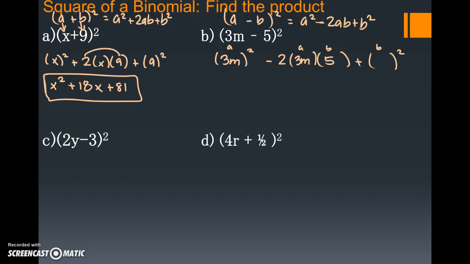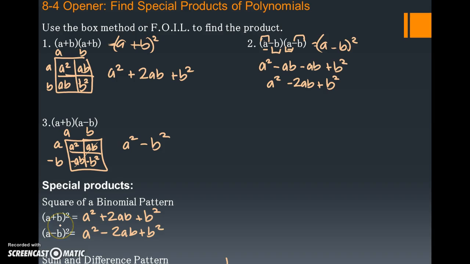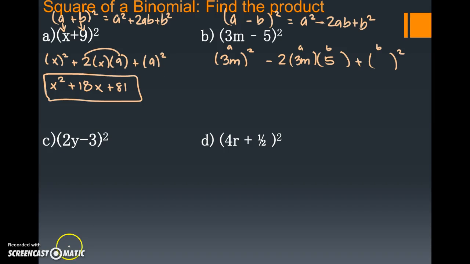Just like in this slide. It's not minus 2a times negative b. This negative sign is already out here in front, so don't double replace it. It'd be a bad situation. And then b² is still just 5 squared.